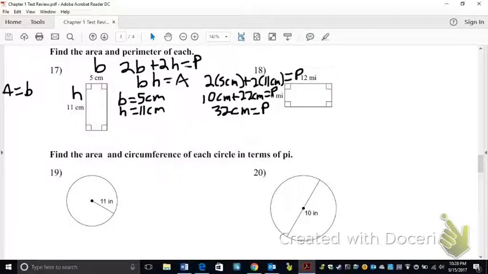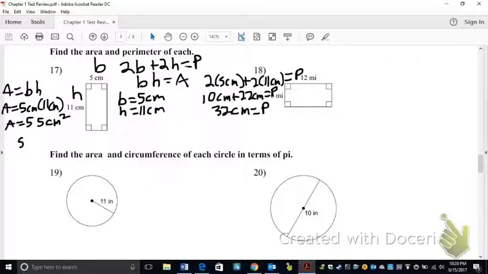Now over on the right-hand side, we have area equals base times height. That means the area equals 5 centimeters times 11 centimeters, or 55 square centimeters. Again, we know it's a square centimeter for a couple reasons. First and foremost, because we are finding area. And area has to be in square units. Okay, so if we had gotten something other than square units, we'd probably be doing it wrong.